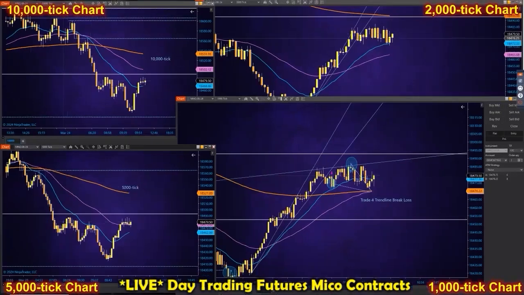So I'm just gonna observe it right now. I don't know what to do, and if I don't know what to do and I'm not confident in it, then don't take a trade.